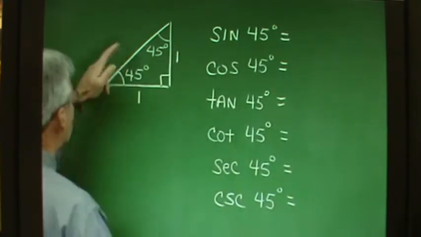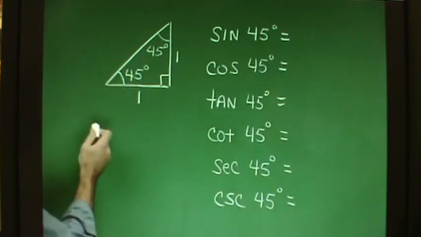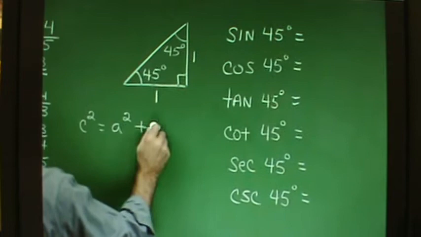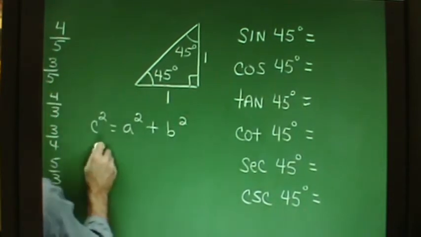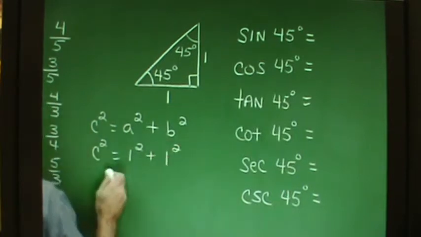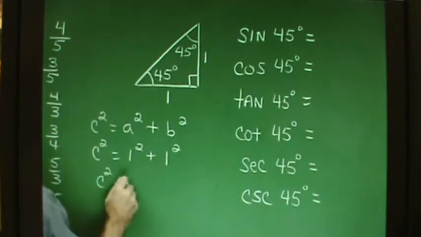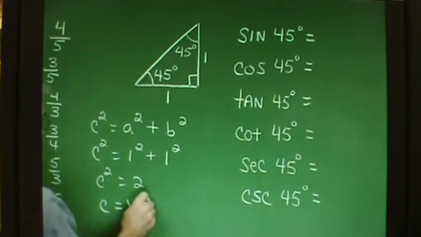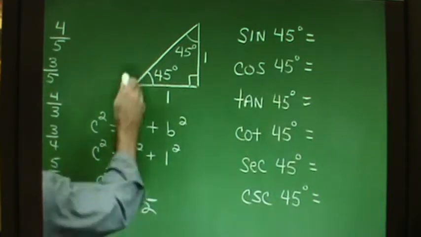And then I can find the length of the hypotenuse by using the Pythagorean theorem. c squared is a squared plus b squared. a and b are both 1, so c squared is 1 squared plus 1 squared. c squared then is 2. And if c squared is 2, c is plus or minus the square root of 2, and we want the positive square root, so c is the square root of 2.